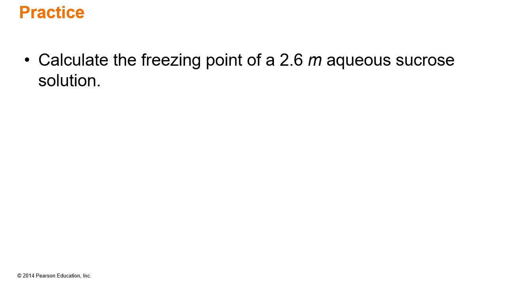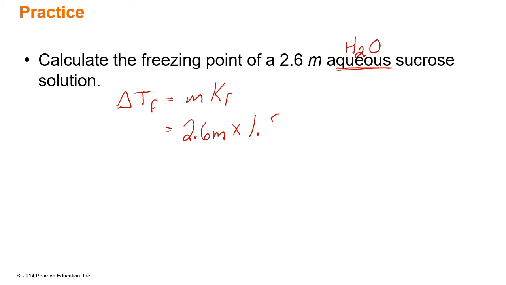Here's a practice for you to try. Pause the video and see if you can calculate the freezing point of a 2.6 molal aqueous sucrose solution. Our solution is aqueous, which means we're dealing with water again. So our change in temperature of the freezing point is equal to the molality times KF. Our molality is 2.6 molal times, for water, our constant is 1.86 degrees Celsius per molal.